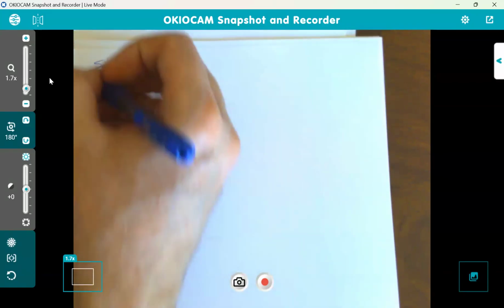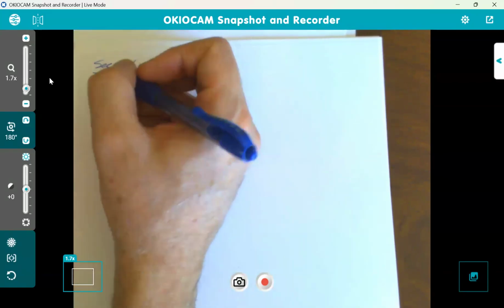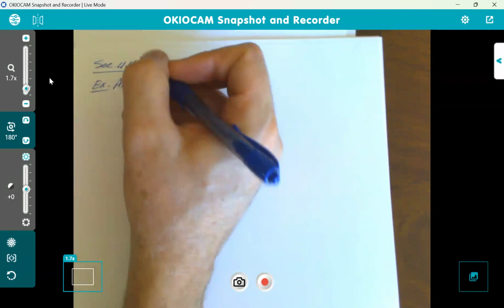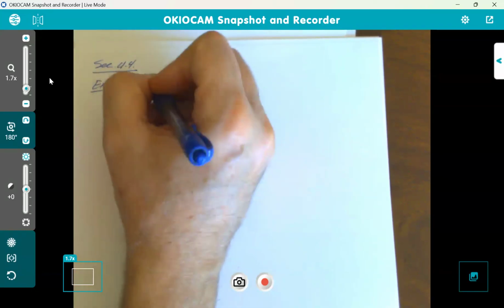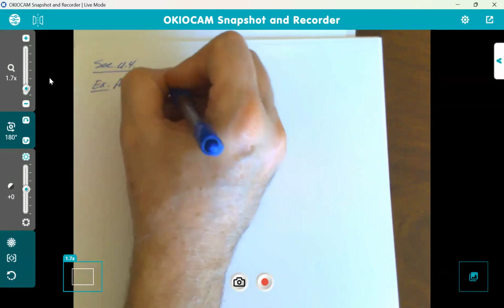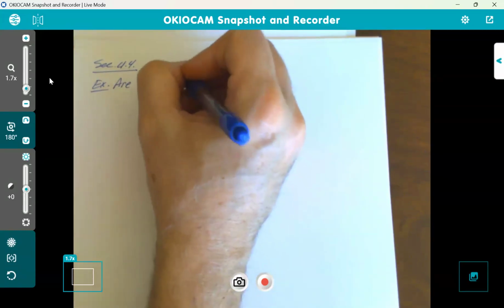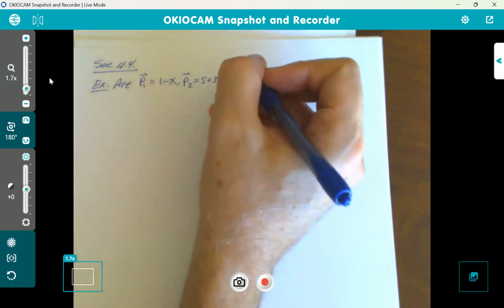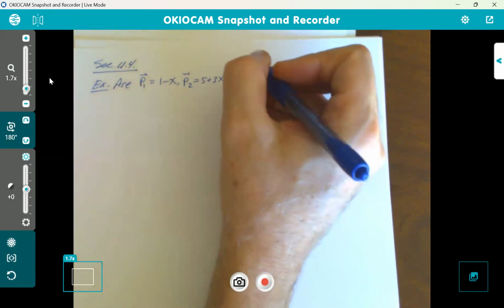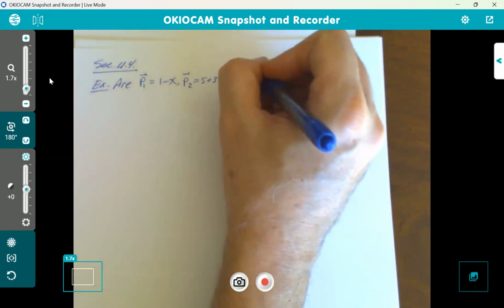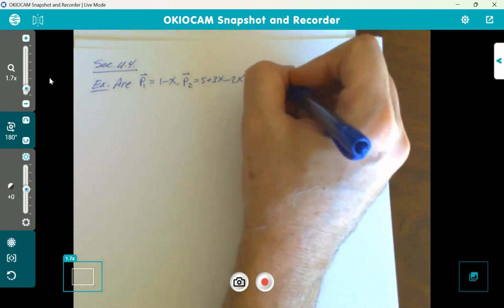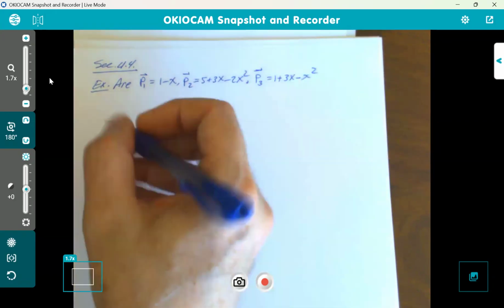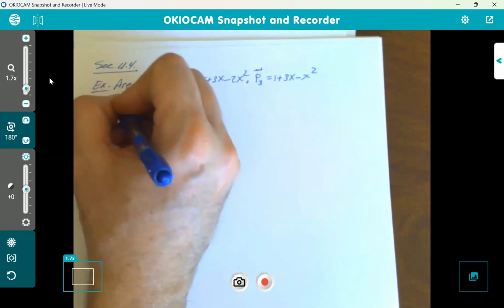Okay, so for this example, to go to that polynomial example I had, let's say this time I have a first degree polynomial P1 that is 1 minus x, the second degree polynomial P2 that is 5 plus 3x minus 2x squared, and P3 is 1 plus 3x minus x squared. Okay, so we want to know, are these linearly dependent?